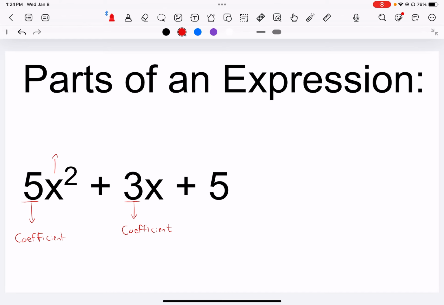In math, a letter is called a variable. So we have two variables, but they are the same variable, x. When you have a number without a variable, that is called a constant term. The reason why it's constant is because it's going to stay at 5 no matter what my variable changes to. This 2 is called an exponent.